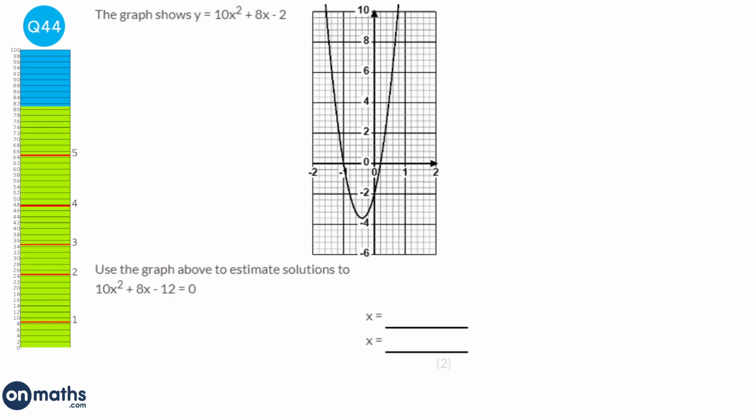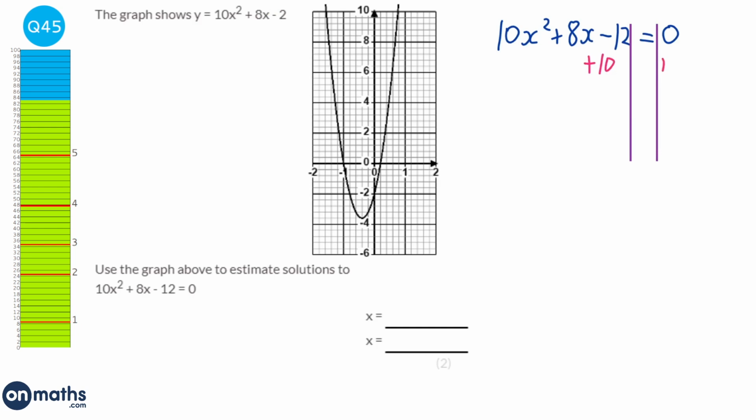What I'm going to start off by doing is rearranging this equation so that it kind of matches this one. So I'm just going to write it down. And we want the n to be minus 2. So what I'm going to do is put my rearranging lines in, and we're just going to add 10 to both sides.